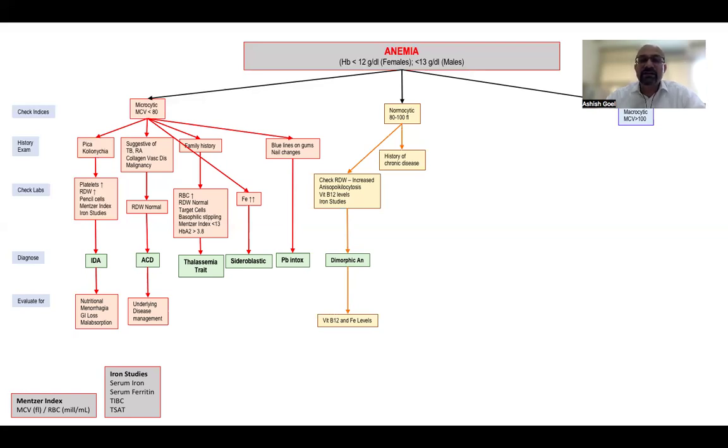If you again find that there is a history of chronic disease, you diagnose anemia of chronic disease, and the most common disease which is presenting as normocytic anemia in cases of chronic diseases is chronic kidney disease.